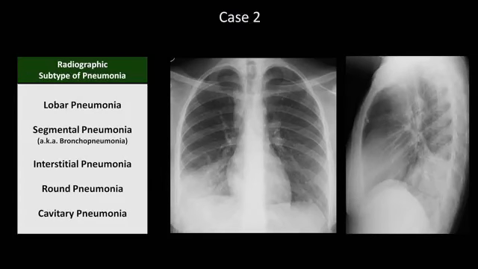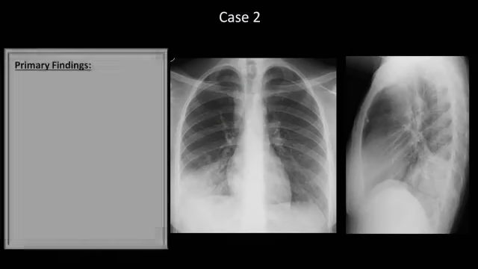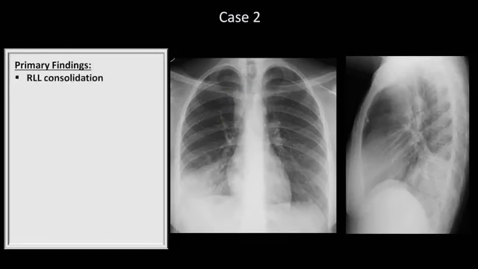In this case, the consolidation is dense, appears to conform to the general shape of the right lower lobe, and there is no suggestion of cavitation. Therefore, this is a lobar pneumonia. In addition, although it is much more subtle, there appears to be the additional finding of some fullness just to the right of the trachea, which in the context of a probable pneumonia is most likely to be paratracheal lymphadenopathy. So in summary, the primary findings are a right lower lobe consolidation and possible right paratracheal lymphadenopathy.